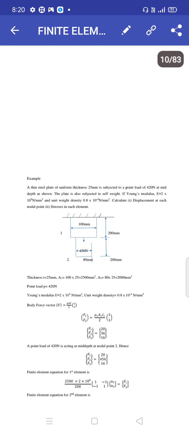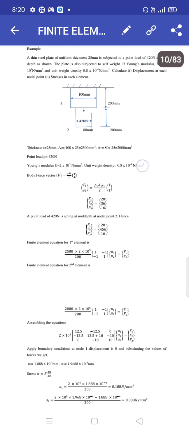Example: a thin steel plate of uniform thickness 25 mm is subjected to a point load of 420 Newton at mid depth as shown. The plate also has self-weight. If Young's modulus E is equal to 2 into 10 power 5 Newton per mm square and the weight density is 0.8 into 10 power minus 4 Newton per mm cube, calculate the displacement at each nodal point, and the stress in each element. This is the diagram shown.